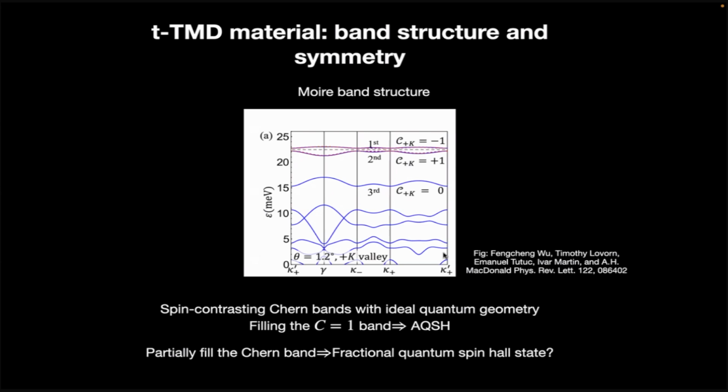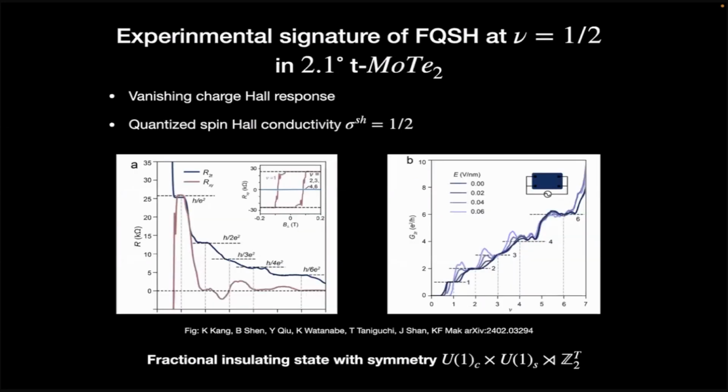If we tune our chemical potential to be between the first and second moiré band, we have an anomalous quantum spin Hall insulator. This basically means we have Chern number 1 for the K valley and -1 for the K prime valley. At the edge of the system, we should have counterpropagating edge modes with different spin numbers. If we partially fill the Chern band, we can expect a fractional quantum spin Hall state to emerge if the symmetries are still preserved. Indeed, that's what the recent experiments suggest.